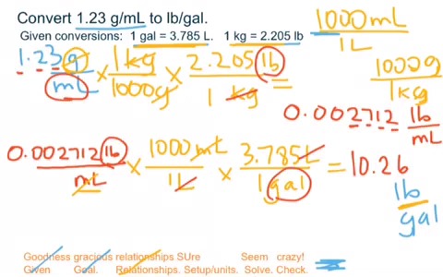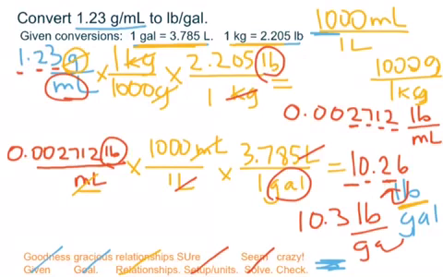Now, the final steps, we've got our setup done, we solved it, I want to do significant figures, and I want to check it. So we said 3 significant figures, 1, 2, 3, and then use that last digit to round. So this is going to be 10.3 pounds per gallon.